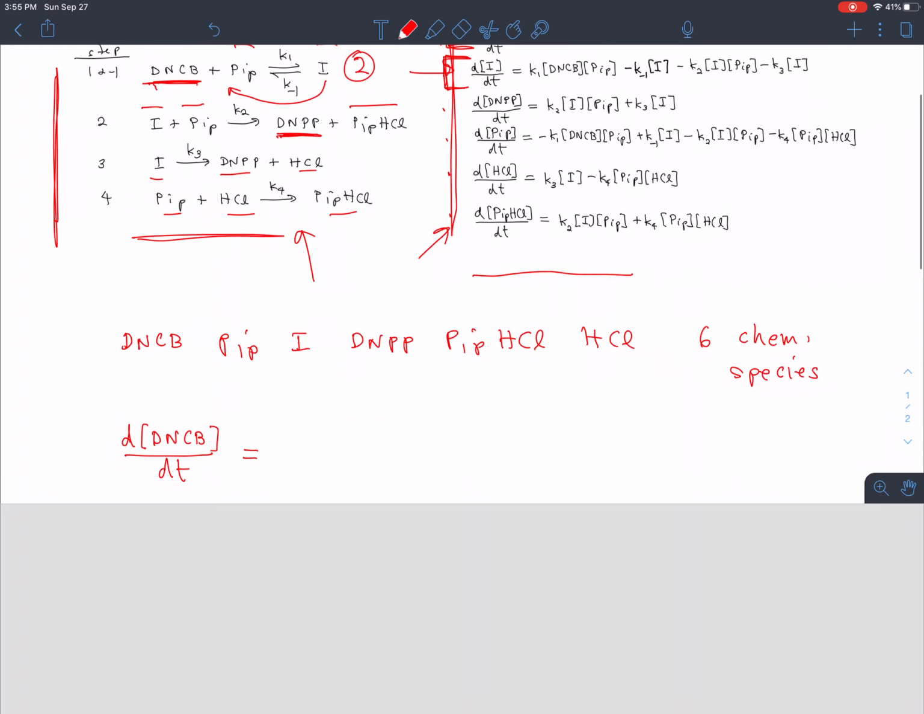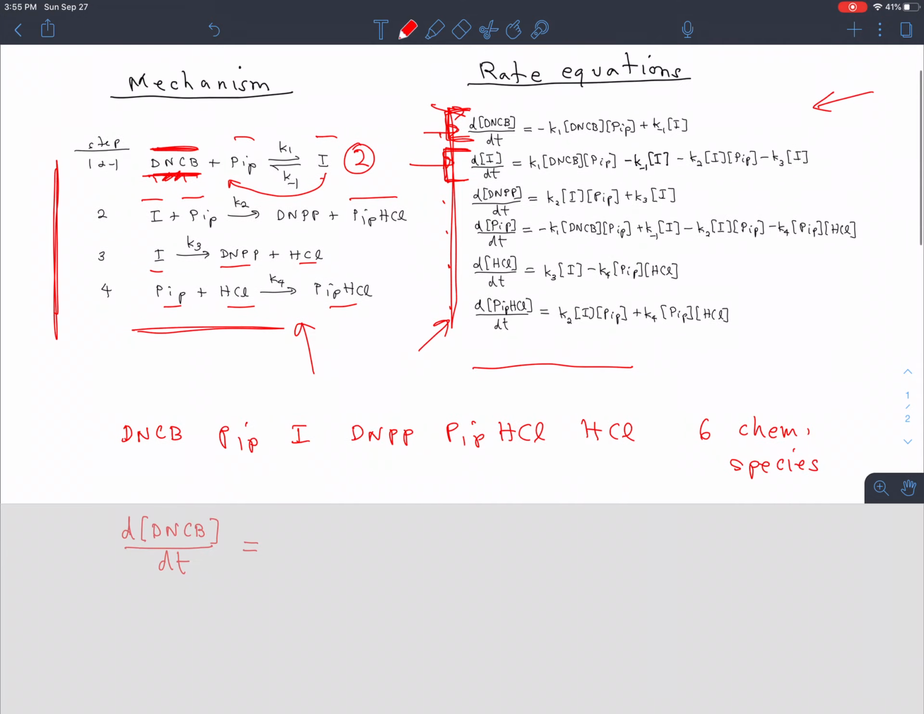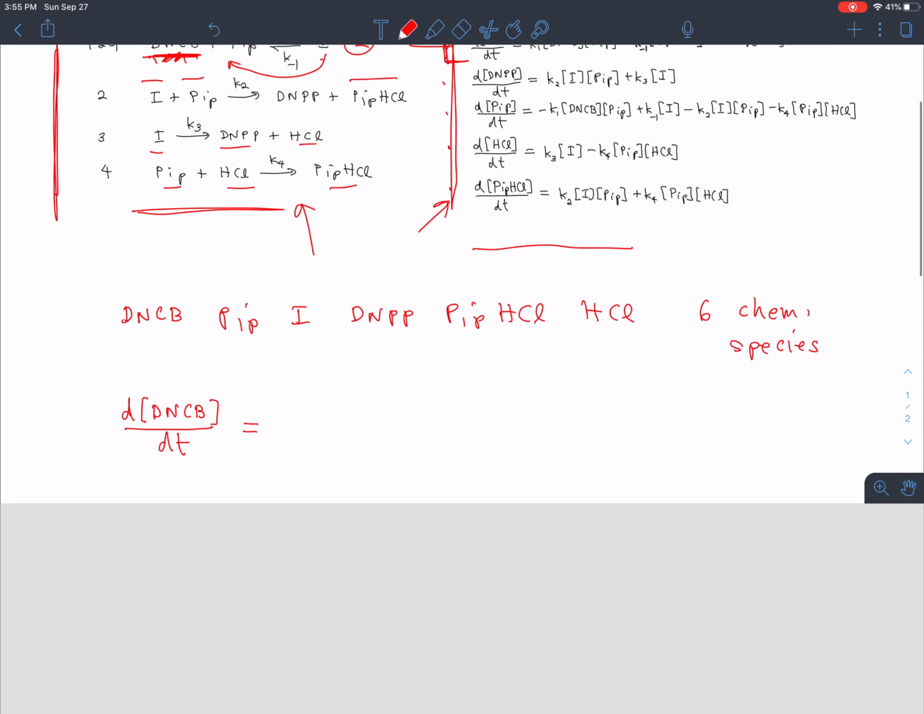Sorry, that's not DNCB over here. It really only appears here. That's the only place. Yes, all right. So there's just 2 places where DNCB appears, and that means there'll be 2 terms, one from each equation in which DNCB appears in the rate equation.